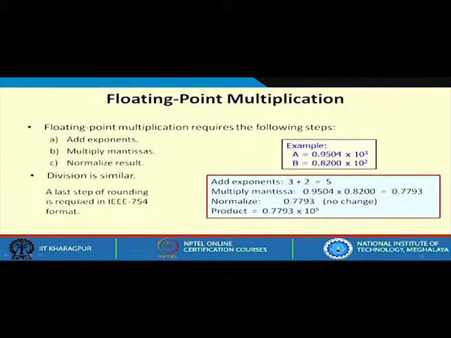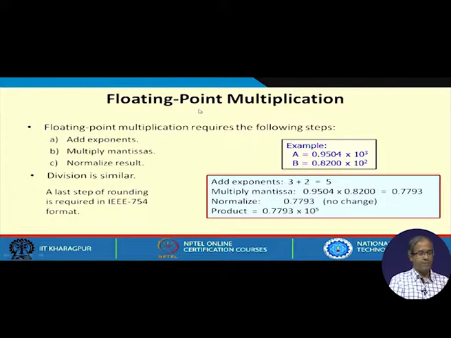Fine. Now, if we come to floating point multiplication, multiplication is a little simpler, because here you do not need to align the mantissas before the operation. You simply add the exponents and multiply the mantissas, then normalize. Like if you have two numbers like this, you add the exponents 3 plus 2, 5, you multiply the mantissas straight away, it is 0.7793, it is already normalized, no change. So, your result is this into 10 to the power 5.